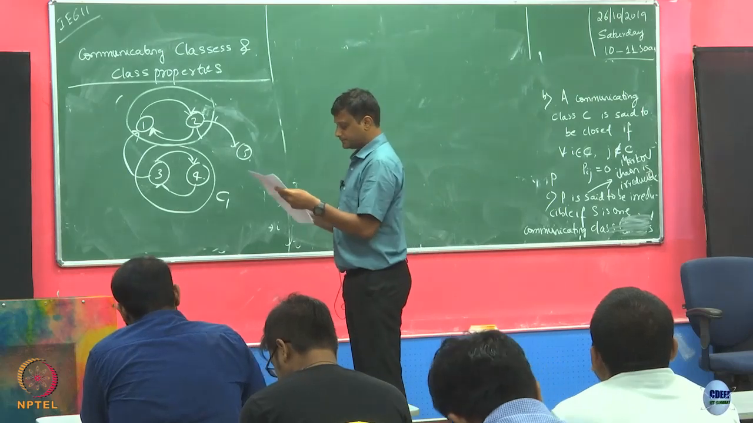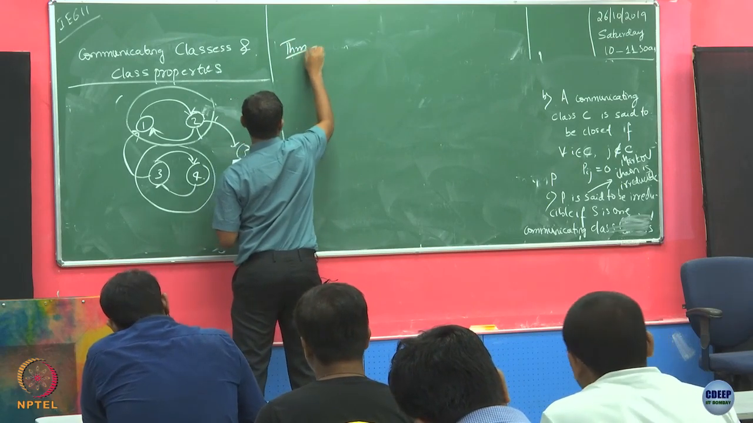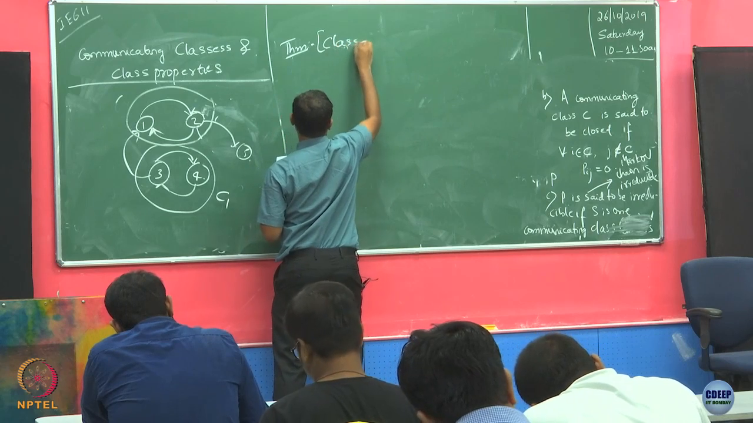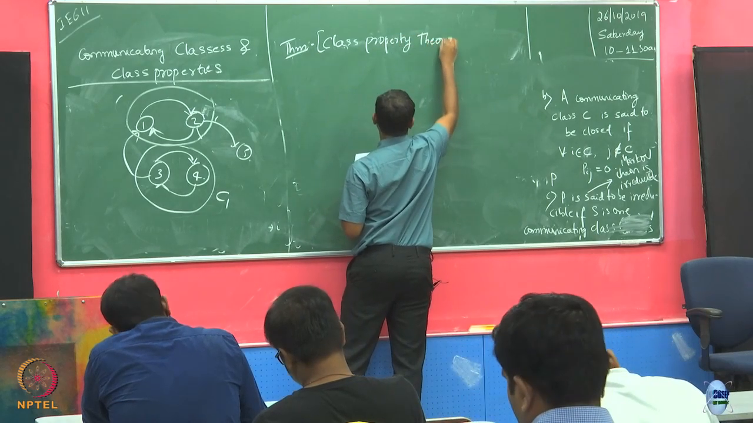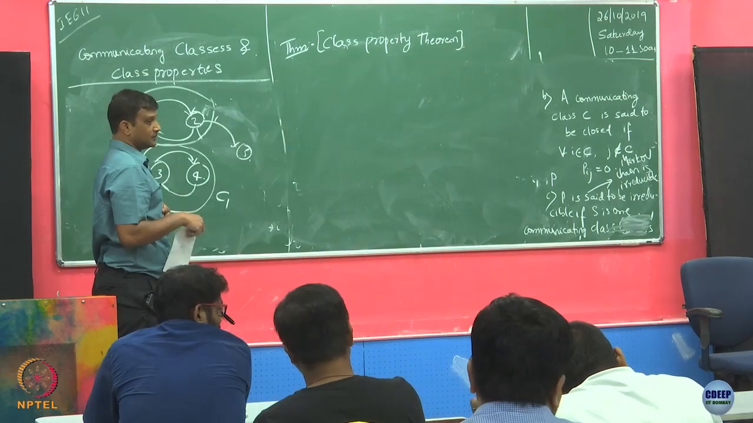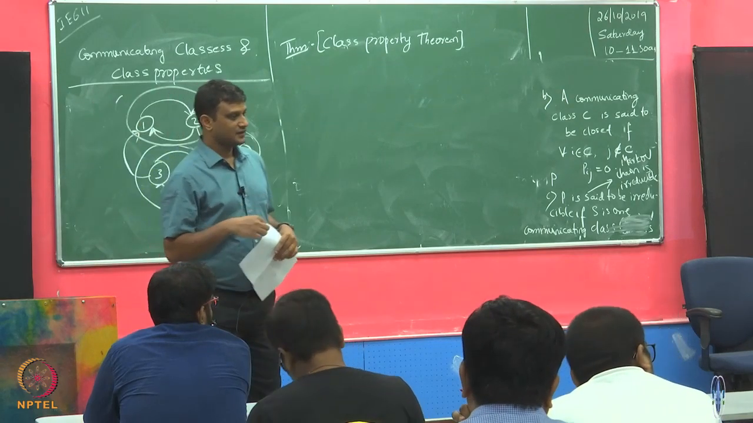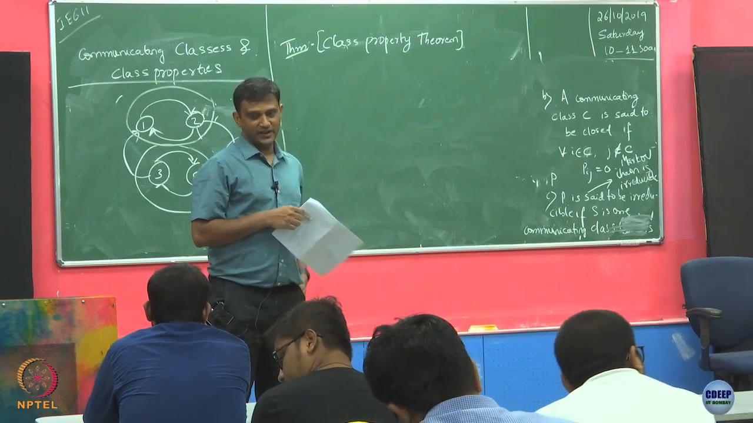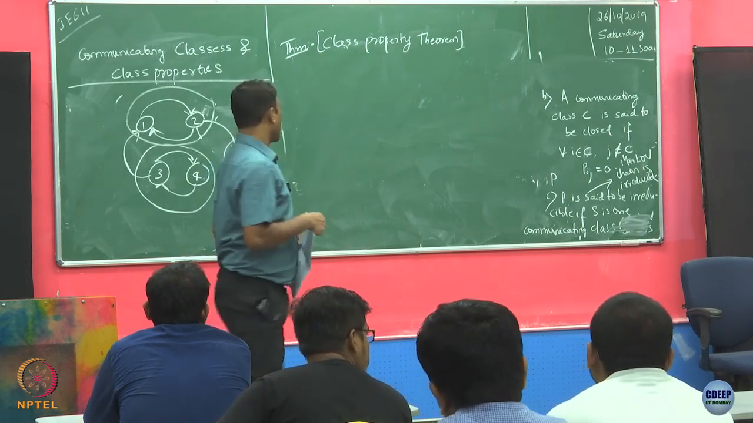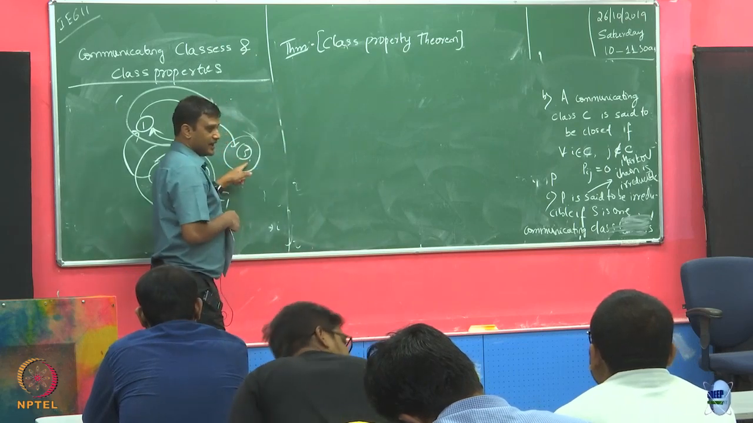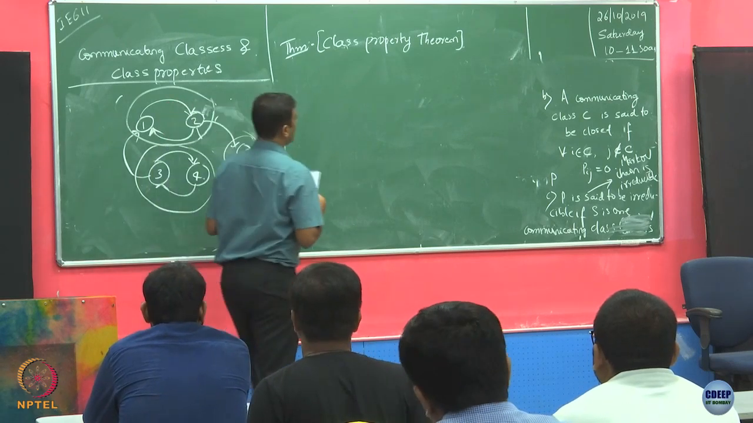Okay, now comes the class property theorem. If there is only one state, what is there to define closedness? It is just going to be closed, right? There is only one state in that, and the definition becomes kind of vacuous here. It is just one state, so when it comes to this state and is not going anywhere, it remains in this state always, just staying in that, not moving anywhere.